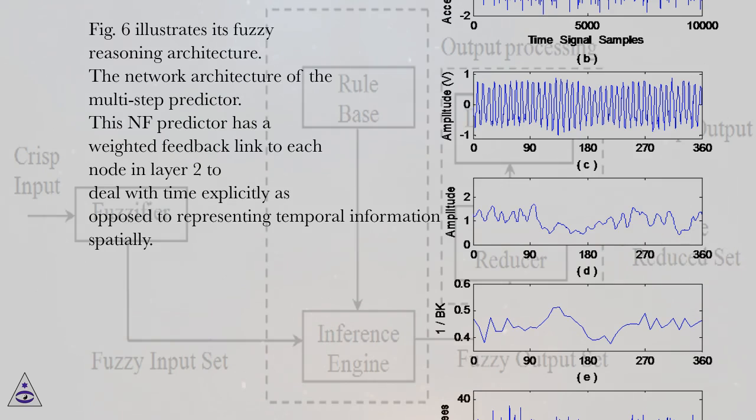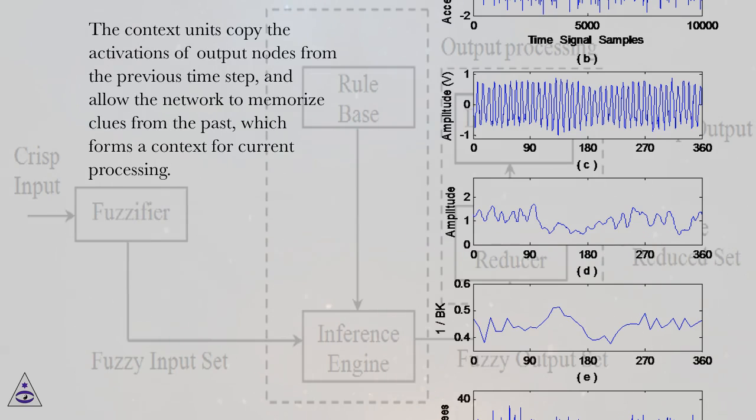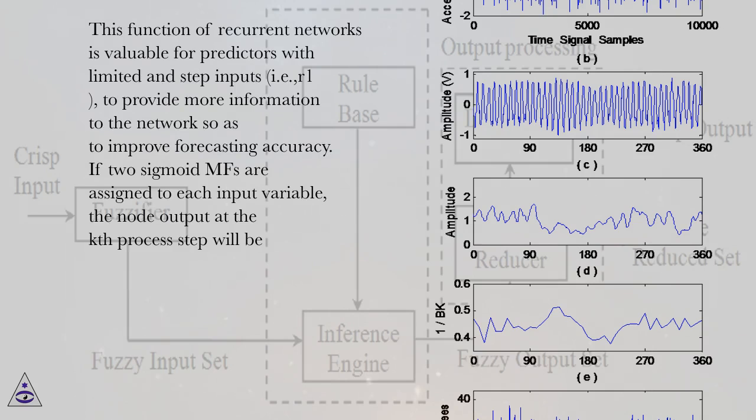The network architecture of the multi-step predictor. This NF predictor has a weighted feedback link to each node in layer 2 to deal with time explicitly, as opposed to representing temporal information spatially. The context units copy the activations of output nodes from the previous time step, and allow the network to memorize clues from the past, which forms a context for current processing. This function of recurrent networks is valuable for predictors with limited n-step inputs, to provide more information to the network so as to improve forecasting accuracy.